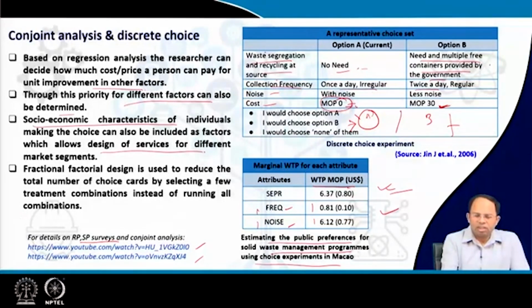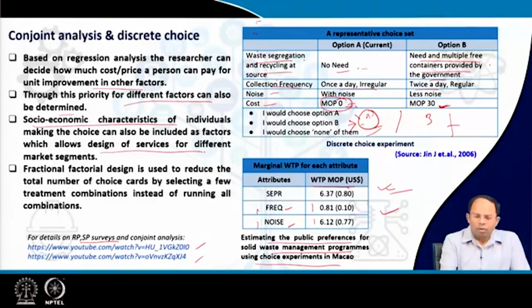So in addition to all these factors, if I take the socioeconomic characteristics of the person who is participating in this choice experiment, in that case we can determine which socioeconomic factors influence their probability of choosing a particular option. Accordingly, I can design the services for different market segments or different socioeconomic groups.